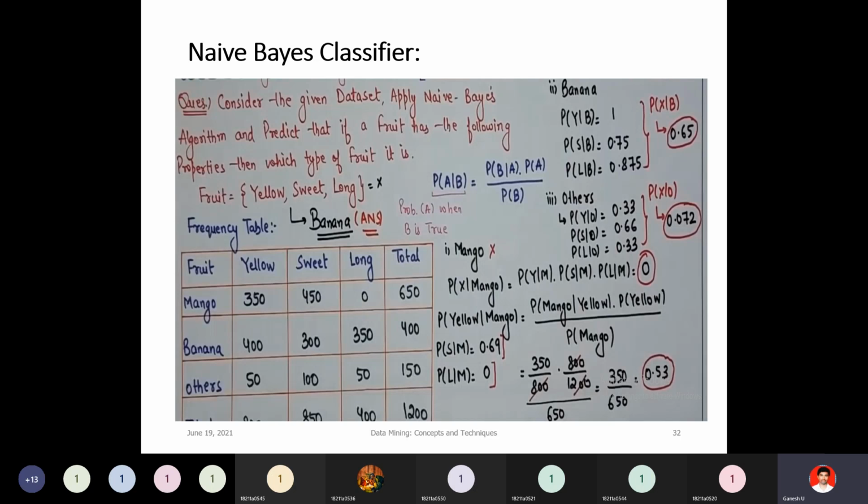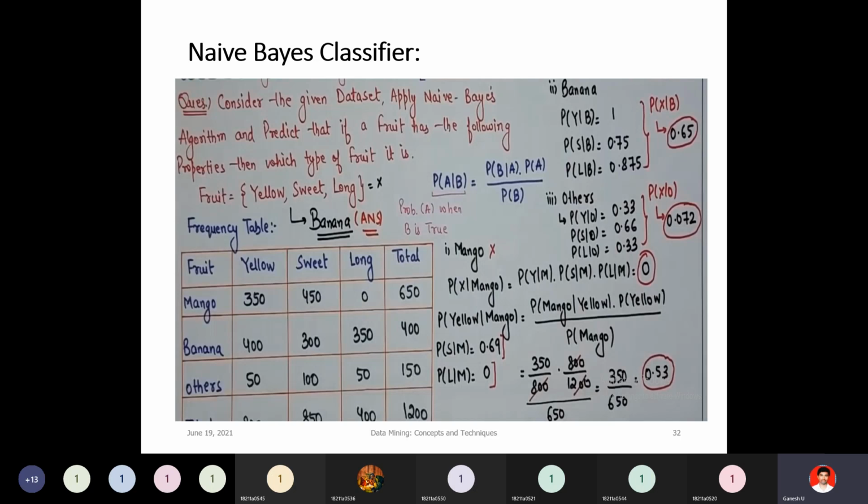First we have to find out the fruit. This is total fruit: yellow, sweet, long. The fruit satisfying these three conditions we have to find out. Just assume it as X. X is nothing but yellow, sweet, long, the three conditions. So we have to find out P of X by mango, next P of X by banana, and P of X by others. Three probabilities we have to find out.